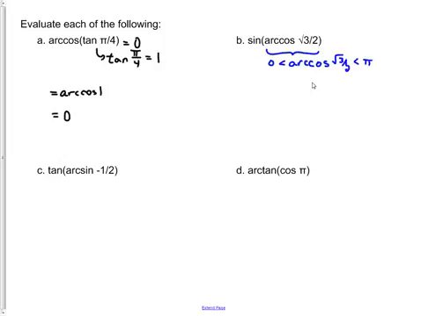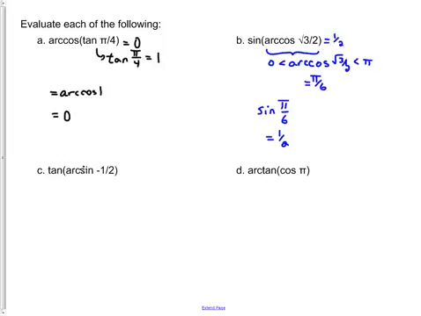Well, in this case, that angle has to be pi over 6. Pi over 6, right? Again, that's the only angle on the interval from 0 to pi whose cosine is positive radical 3 over 2. So what we're doing, in fact, is taking the sine of pi over 6. And we know that sine of pi over 6 is equal to 1/2. Therefore, the sine of the arc cosine of radical 3 over 2 is equal to 1/2.